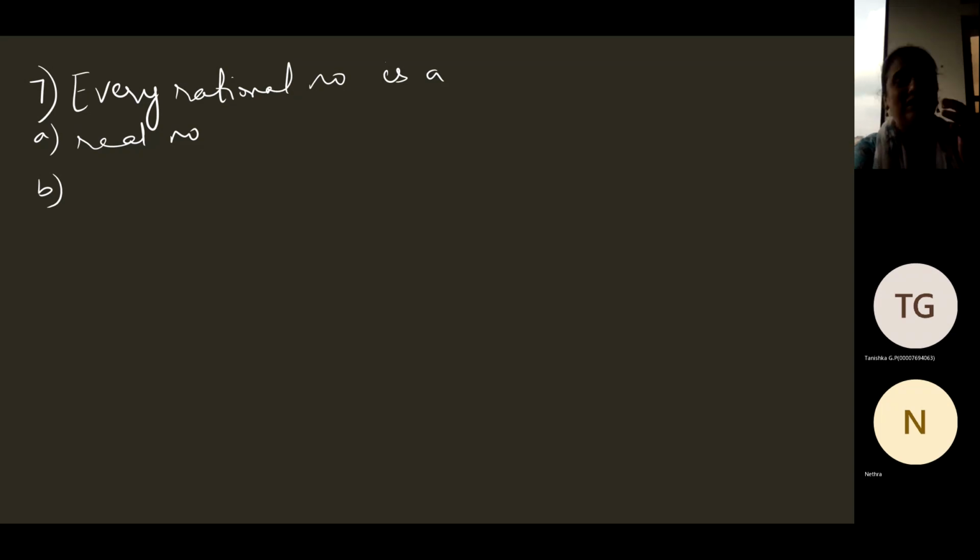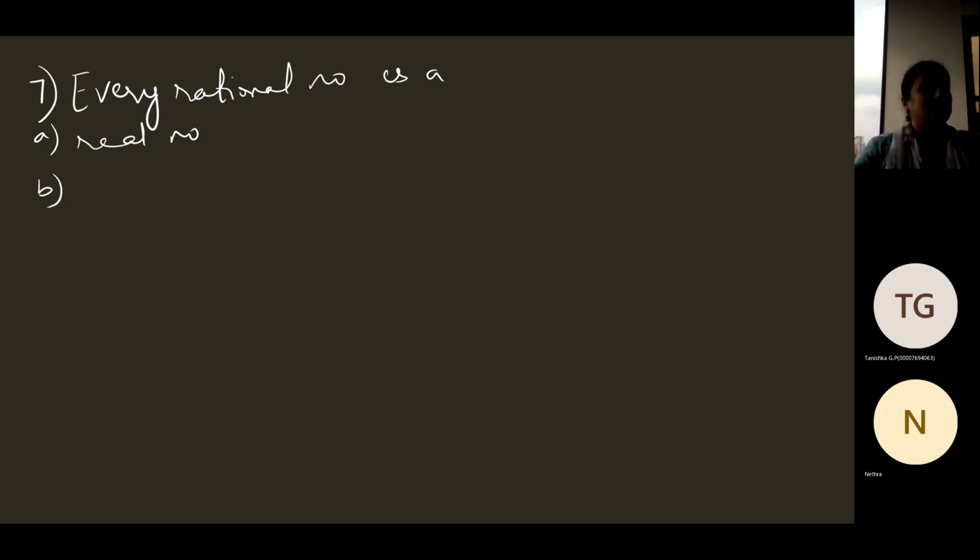Real numbers is the total collection, right? In that we have rational numbers. So it's like a zoo. The zoo is like real numbers, and there are giraffes in the zoo, right? So every giraffe is an animal? Yes. Every giraffe is an animal.